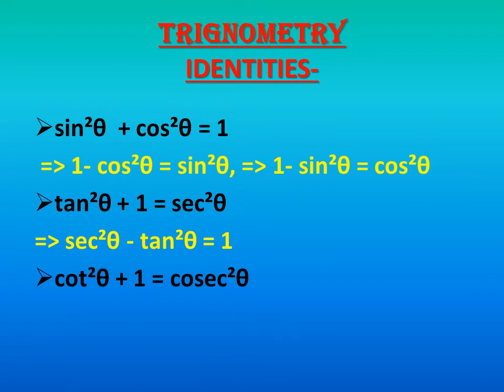Similarly, for cot square theta plus 1 is equal to cosec square theta, we get cosec square theta minus cot square theta is equal to 1. That is, cot square theta goes to the other side of the equation, and because it is positive here, on the other side it becomes negative, and 1 remains. So from the first identity we studied, we got these two equations, and then this equation.